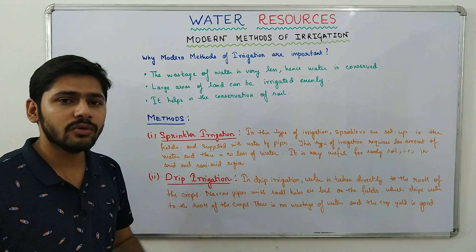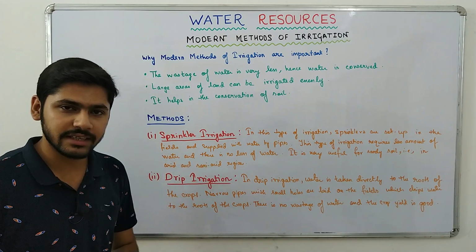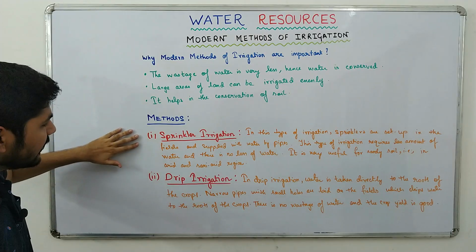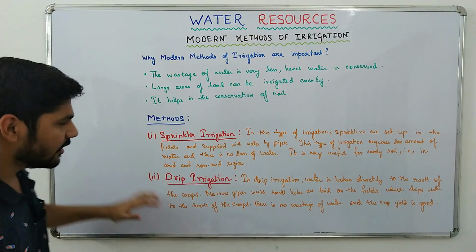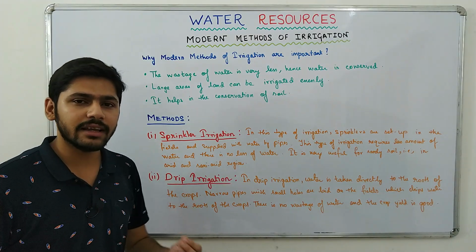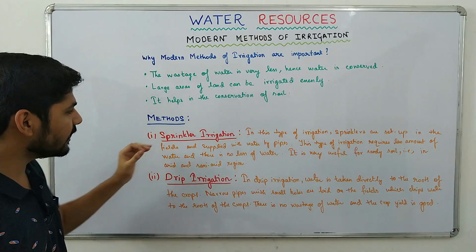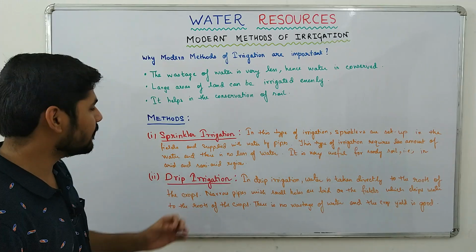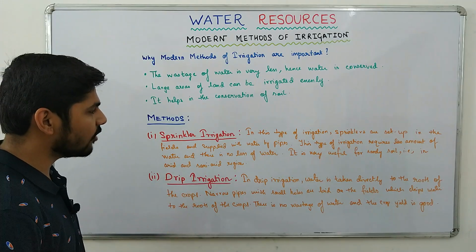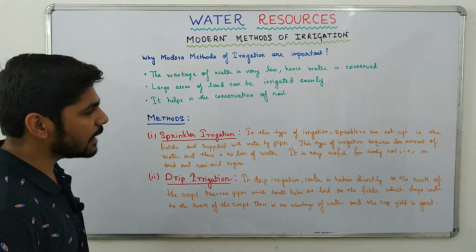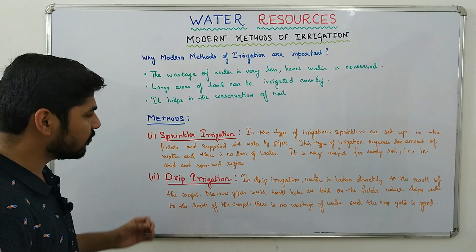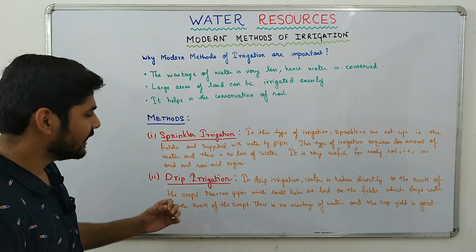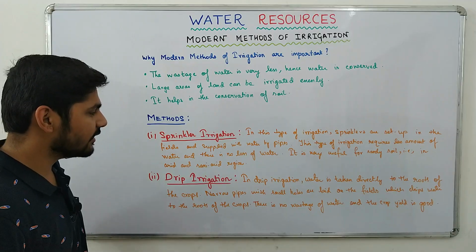Now we will move on to types of modern methods of irrigation. There are two most important types, which are sprinkler irrigation and drip irrigation. First we will study about sprinkler irrigation. In this type of irrigation, sprinklers are set up in the fields and supplied with water by pipes. This type of irrigation requires less amount of water and there is no loss of water. It is very useful for sandy soil, that is in arid and semi-arid regions.